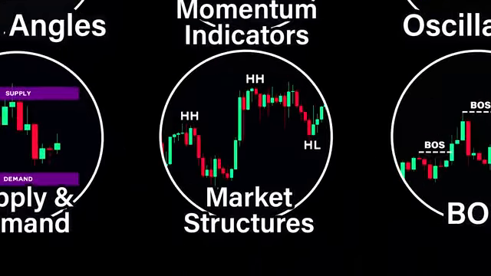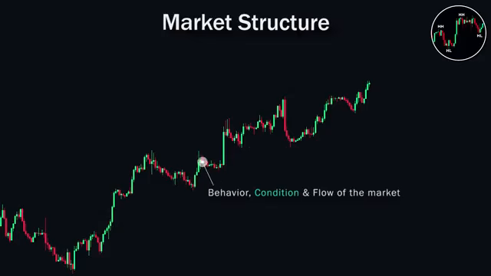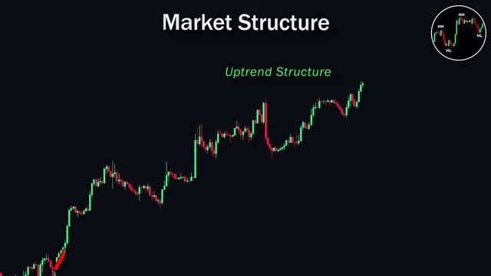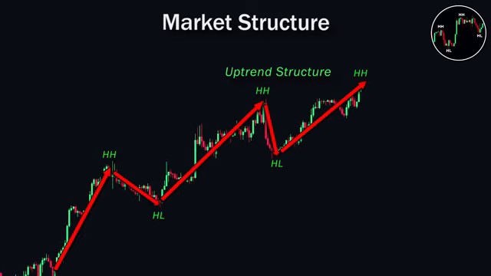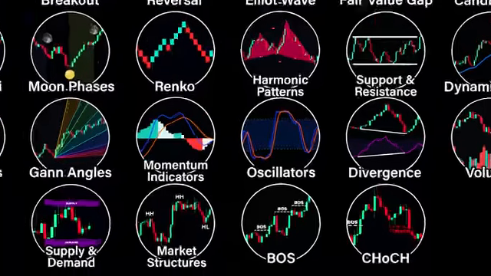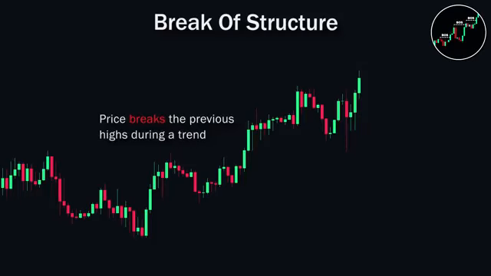Market structure. Market structure is when a trader analyzes the behavior, condition, and flow of the market. An uptrend structure is characterized by price forming higher highs and higher lows, while a downtrend structure is characterized by price forming lower highs and lower lows. Break of structure. It is when price breaks the previous price peak during a trend.